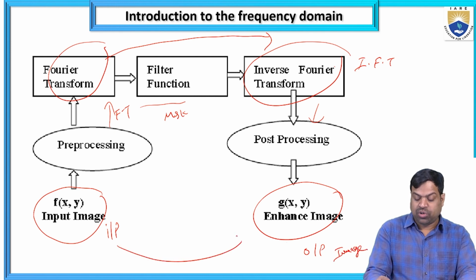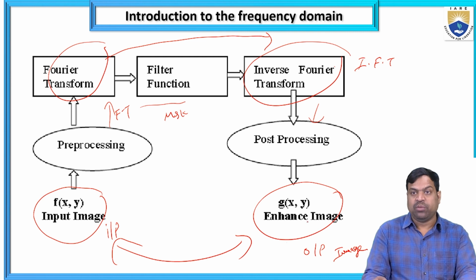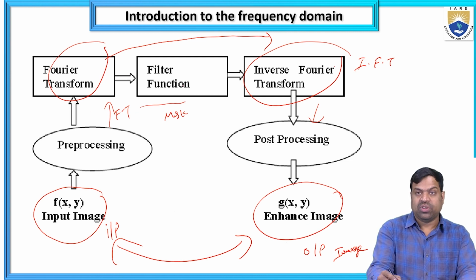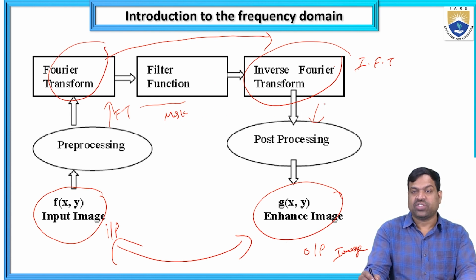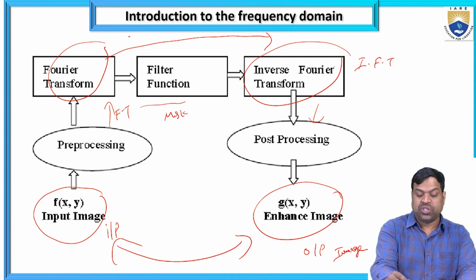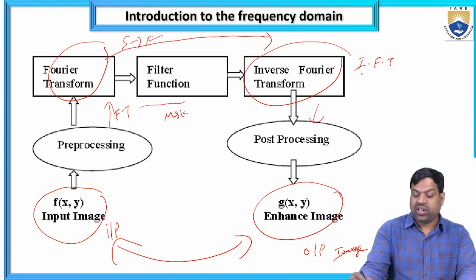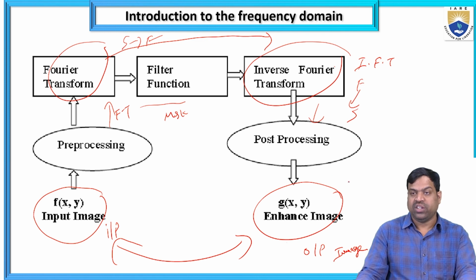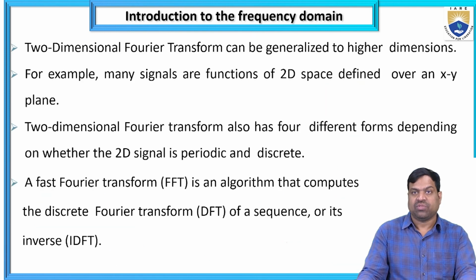Okay. So input and output are there. In between the input and output, what is happening means here applying Fourier transform, applying mask technique, that is a filter function. Inverse means we are inversing here the spatial to the frequency, here frequency into the spatial domain. So output is g of x comma y. It is the output image.